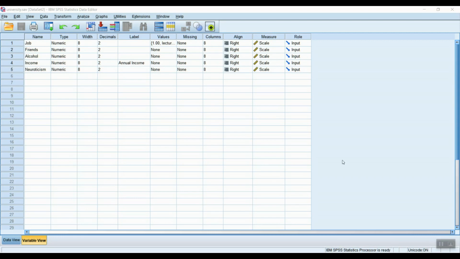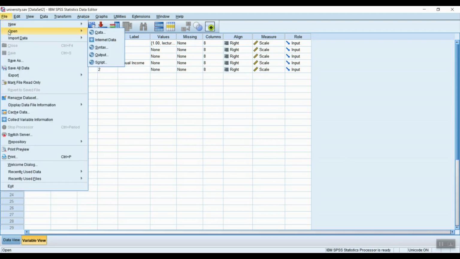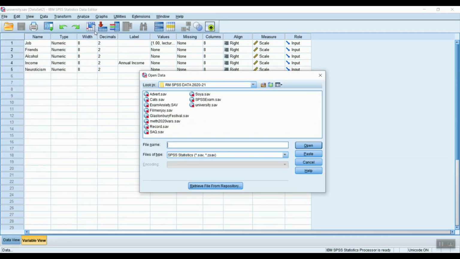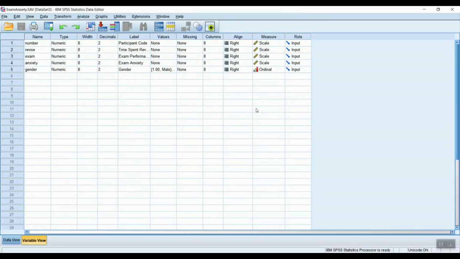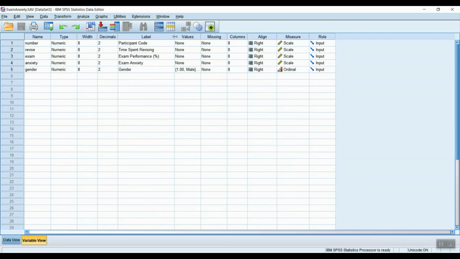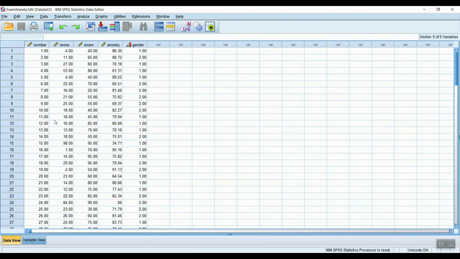So the next thing we're going to do is open a file called examanxiety.sav. As usual, we go to File, Open, Data, and it's opening in the directory where the files are kept. And we can see the file exam anxiety. So we'll open that file and we can see we've got a few variables: participant code, time spent revising, exam performance, exam anxiety, and gender. And we'll just switch over quickly to the data view and we can see the data here.